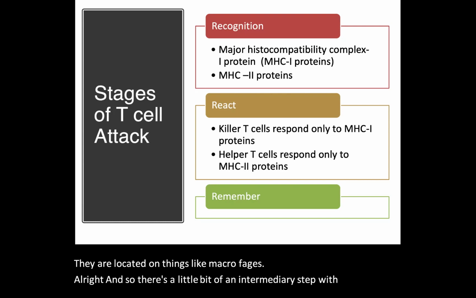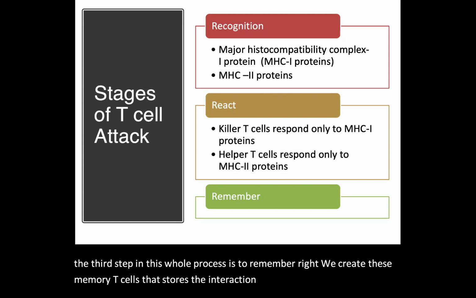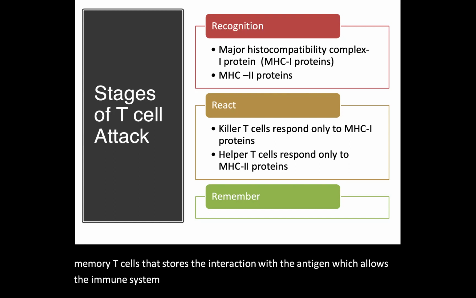And then the third step in this whole process is to remember. We create these memory T cells that store the interaction with the antigen, which allows the immune system to mount an immune response faster on the second exposure to that antigen.